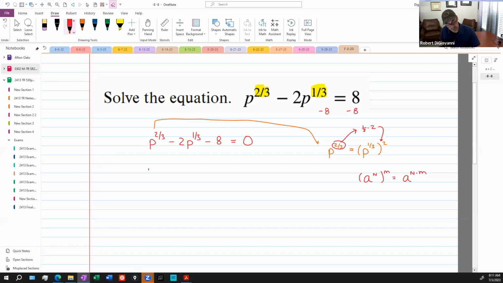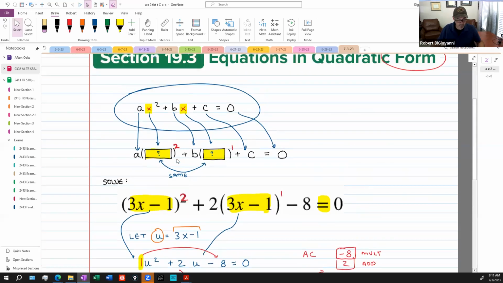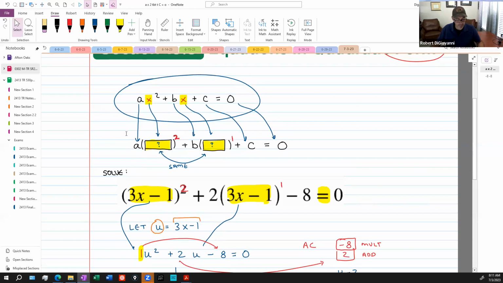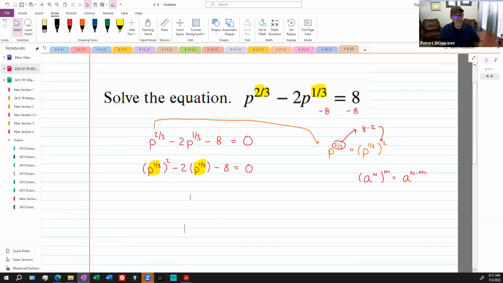So when we see that, what we can do now is rewrite this as p to the 1/3, but then squared, then minus 2. And I'm going to put this in parentheses, p to the 1/3. I don't need that in parentheses, but because I'm going to see something that they both match, right? Now it looks like this form right here. So we've got some number in front of something that's being squared plus another number in front of something. These two things are the same. And then we have plus a number equals 0. It's exactly what we've got here. Now, the number in front here is a 1.